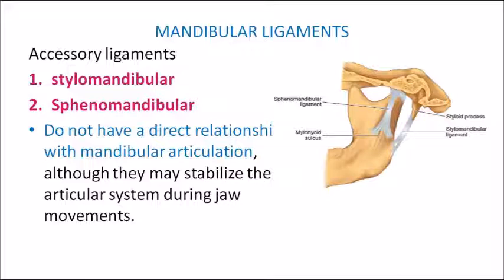Now please look at the picture and check for the attachments as well as identify the structures stylomandibular and sphenomandibular. As the name indicates, their attachments are from the styloid process to the mandible and from the sphenoid bone to the mandible. So these are the important accessory ligaments associated with your TMJ.